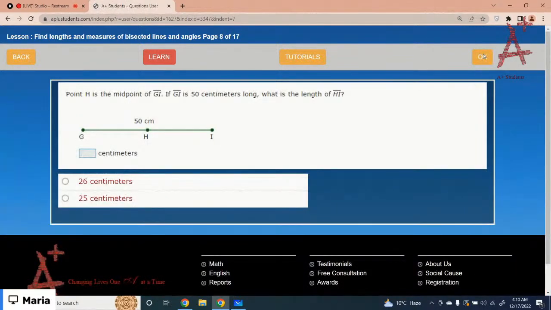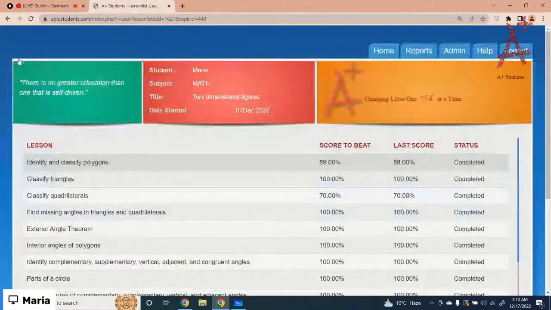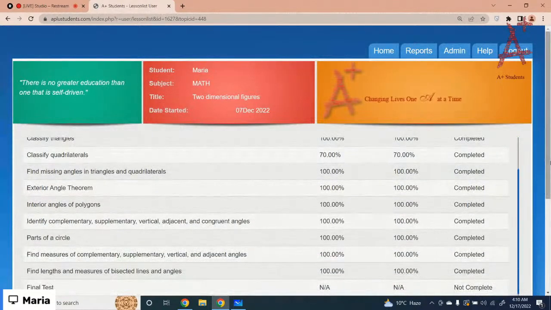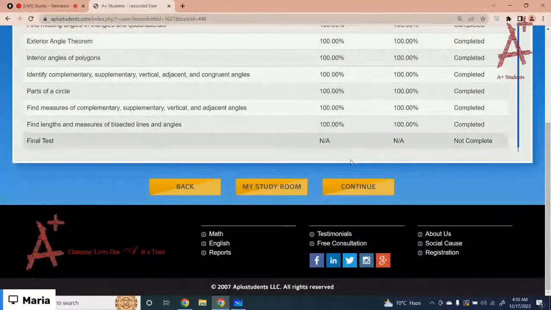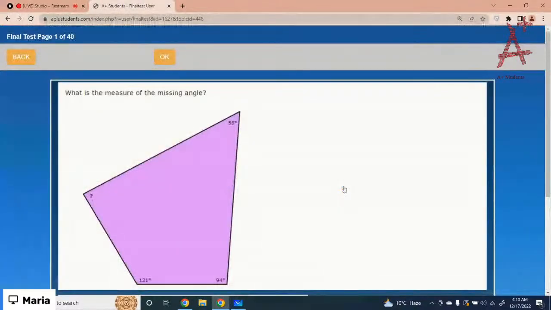Okay, you can complete the test by yourself later today. Let me just move on to the next lesson. I think the next lesson is the final test of the chapter. Yes, that is the final test of the chapter. Let's start with the final test of the chapter.